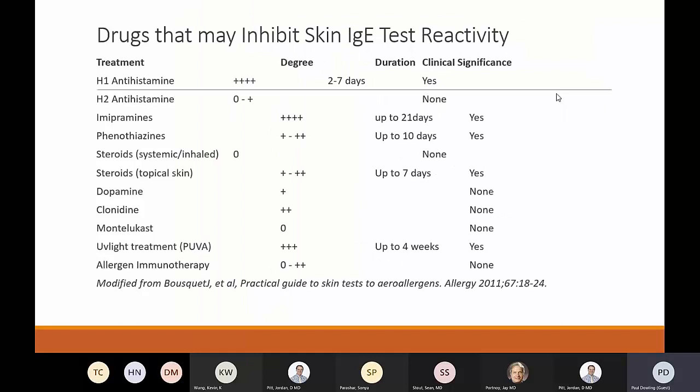This is just a big list of drugs that may inhibit skin testing and for how long. You can look at this. The biggest ones that we are concerned about are the H1 antihistamines, and then things like, as I mentioned before, tricyclic antidepressants, like imipramines. One thing that I wasn't aware of or forgot about was PUVA, if someone's doing some dermatology therapy. So again, just look at those and be aware of those when you're talking with patients and doing testing.